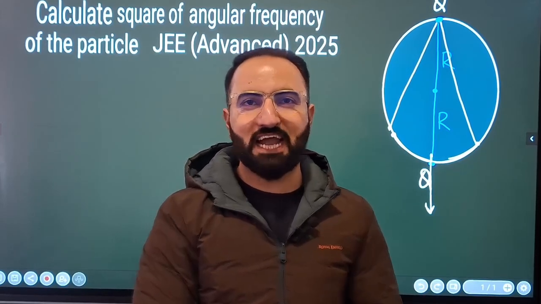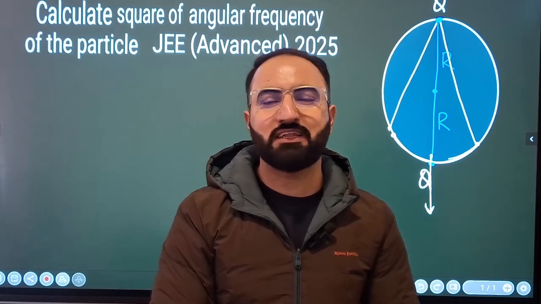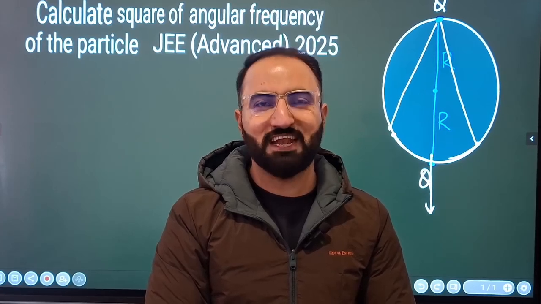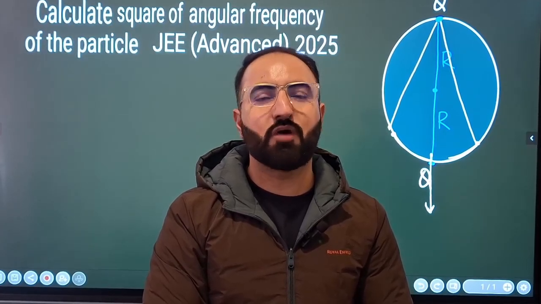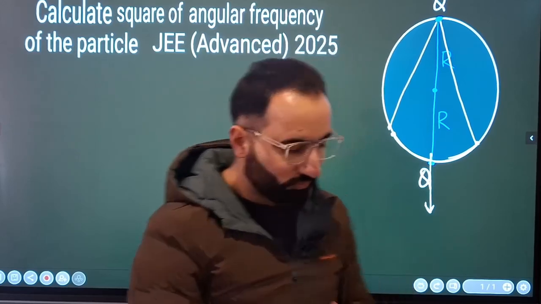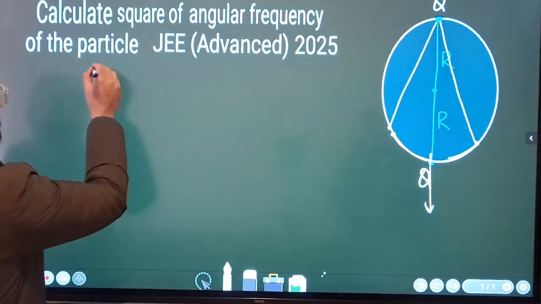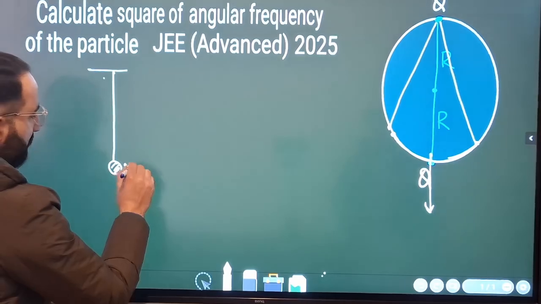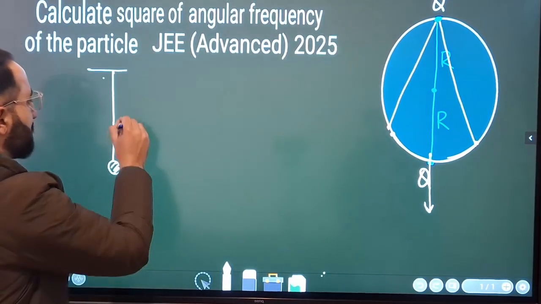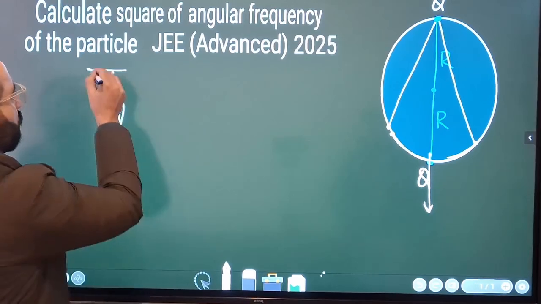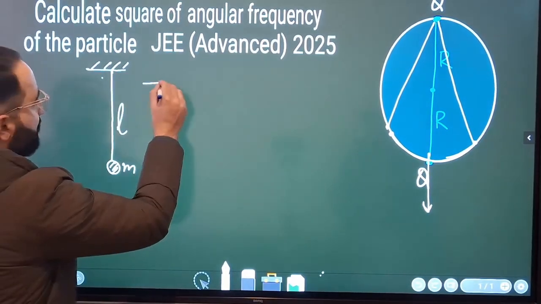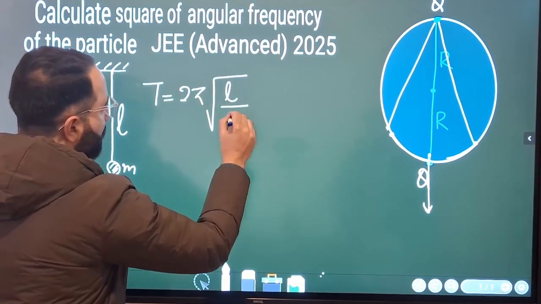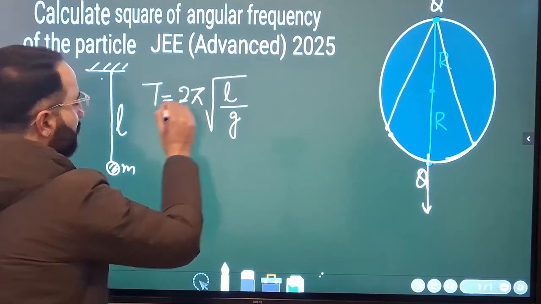The shortcut is that if we can somehow compare this charged particle with the bob of a simple pendulum. Let's see what the angular frequency of a bob of a simple pendulum is. So here we have a simple pendulum whose particle has a mass of m, and the length of the string is L. You should know from class 11th that the time period of the simple pendulum is 2 pi under root of L divided by g.